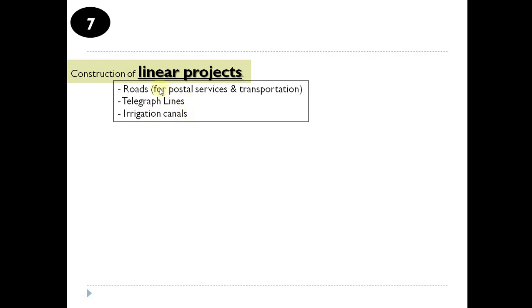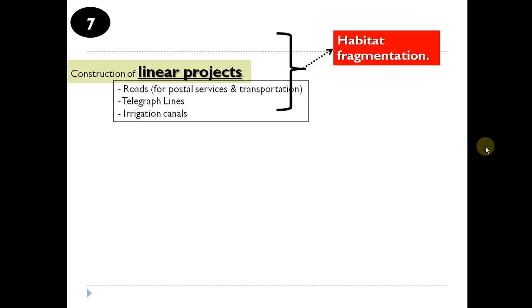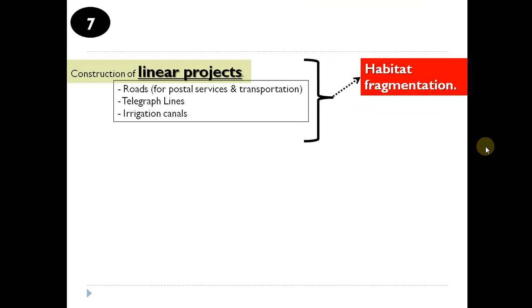A linear project by nature is an infrastructure from one place to another, traversing a large uninhabited region. In those days, uninhabited regions were generally forests. So, if linear projects are constructed, then they would lead to habitat fragmentation.